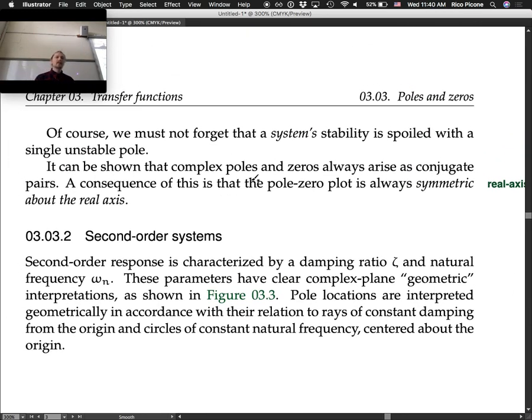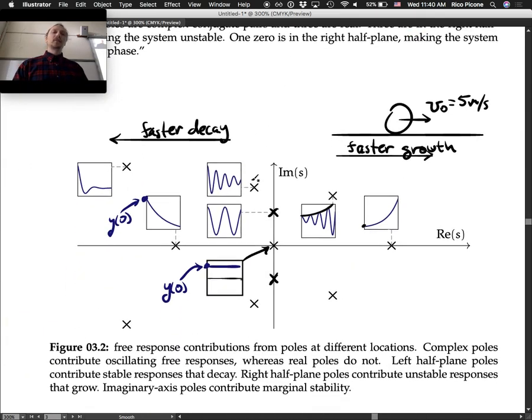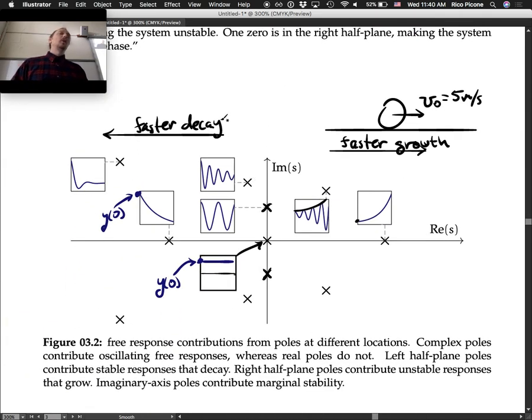Of course, we must not forget that a system's stability is spoiled with a single unstable pole. So these contributions, like if these were all poles for one system, this system would be unstable, right? Because there are 3 unstable contributions to it. But all you need is one unstable contribution, and your system as a whole is unstable.